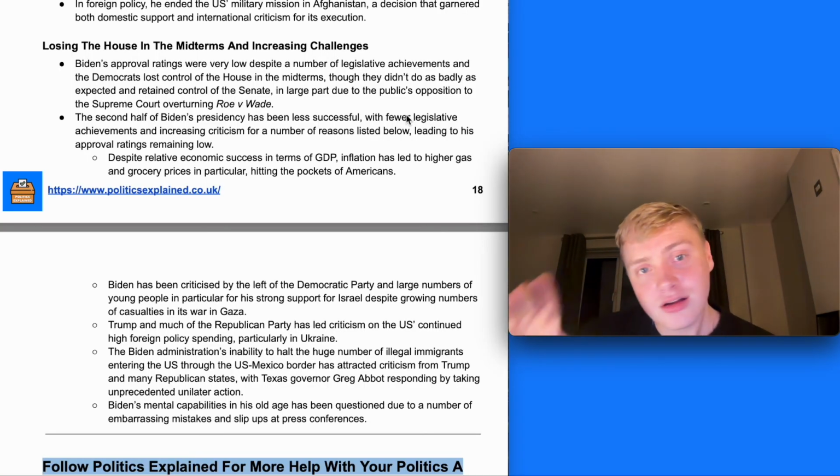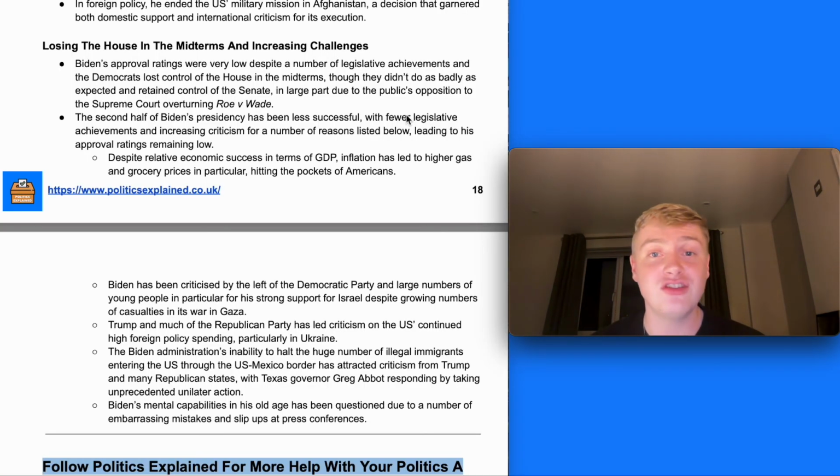So despite quite a few significant legislative achievements, his approval ratings were very low. And the Democrats lost control of the House in the midterms, though they didn't do as badly as expected and retained control of the Senate. And this was largely attributed to the public's opposition to the Supreme Court overturning Roe v. Wade and coming out in support of the Democrats and against the Republicans as a consequence of this.